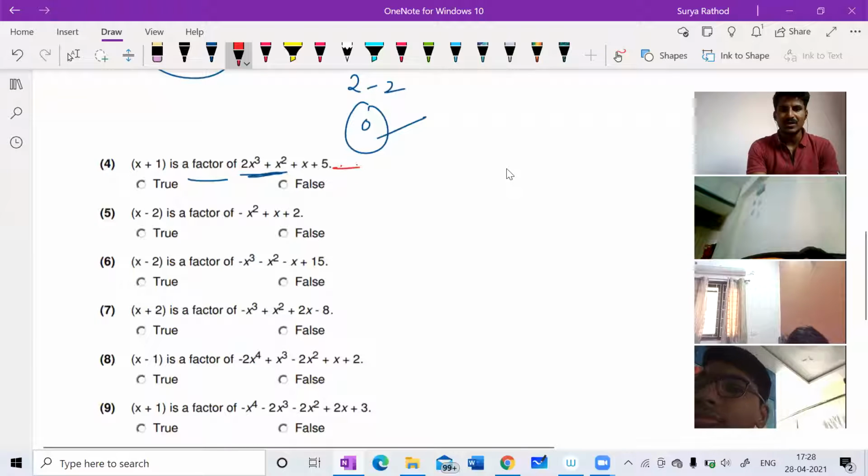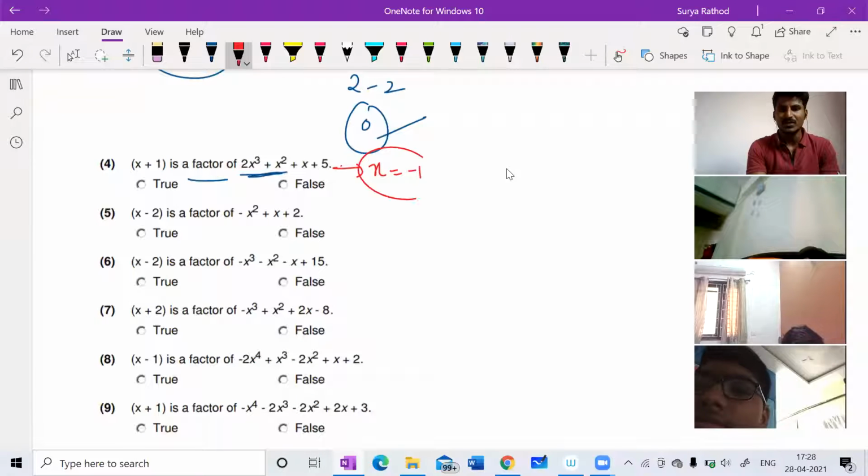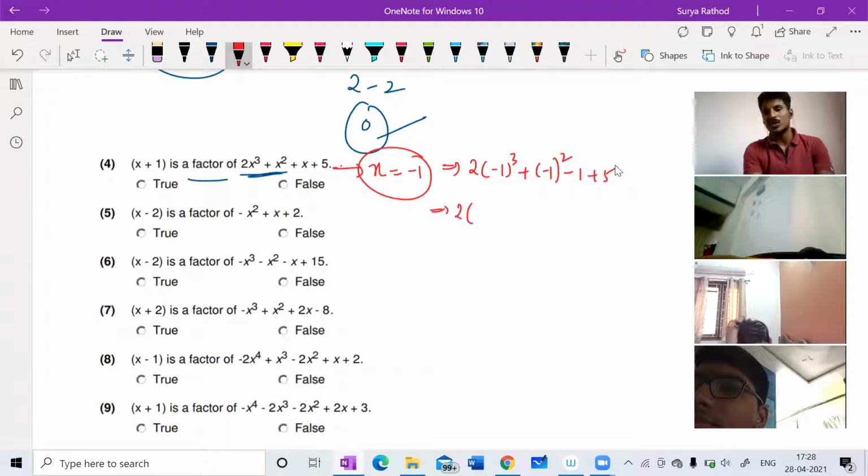Let us check, we have to check x is equal to minus 1. How can I check? 2 into minus 1 whole cube plus minus 1 whole square minus 1 plus 5. So minus 1 to the power of an odd number is always going to give me negative only.